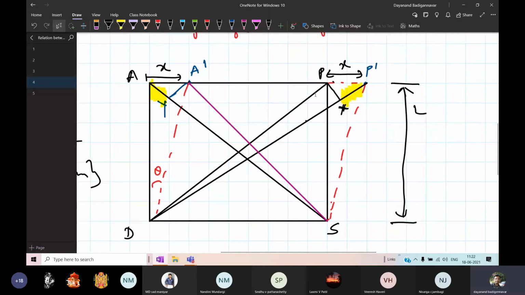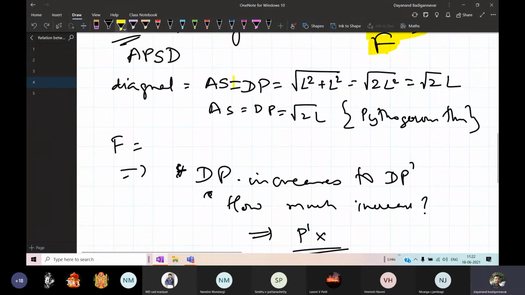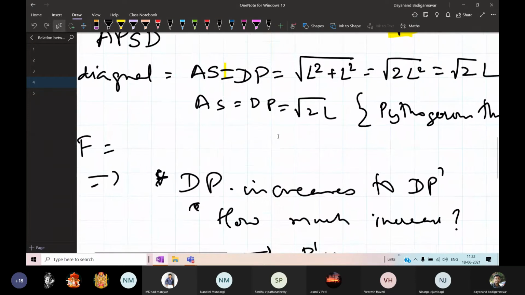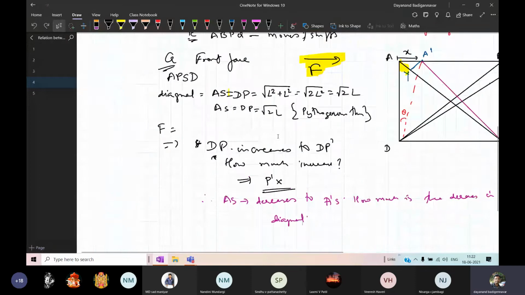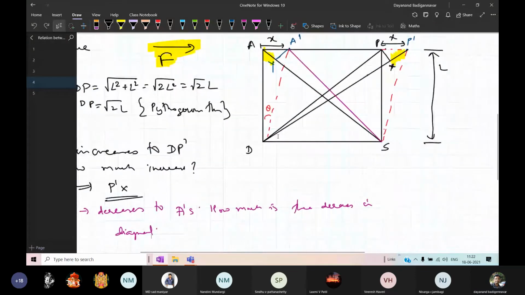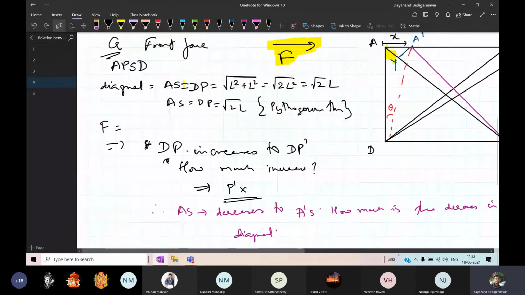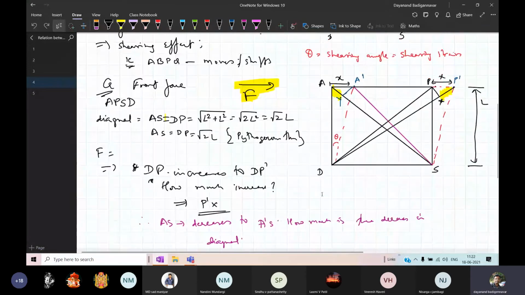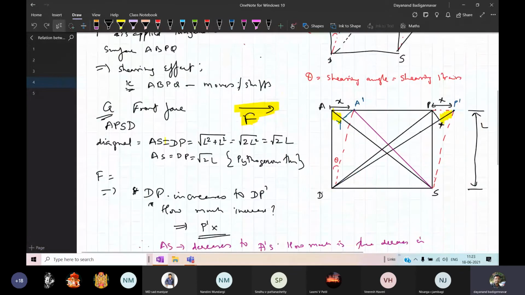So what we will do is we will only consider this case, where there is only an increase in the diagonal. I will consider only this case and we will do the analysis. Okay, so just a minute.